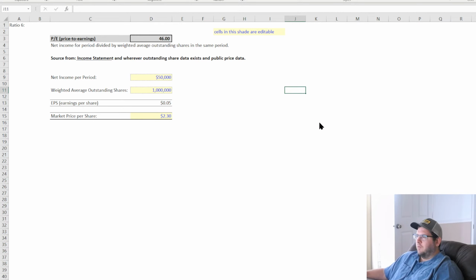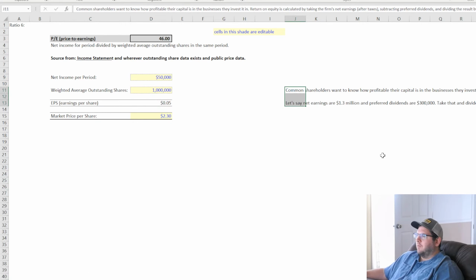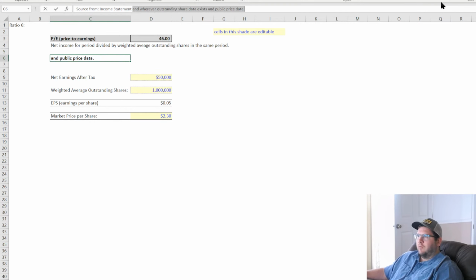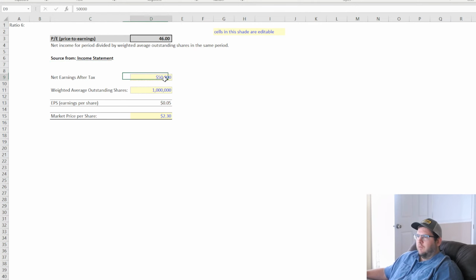It's a good one. Let me just undo. All right, let's go back here. Net earnings after tax. Net earnings. So that's definitely an income statement item. Let's say net earnings here in this case is 8 million.